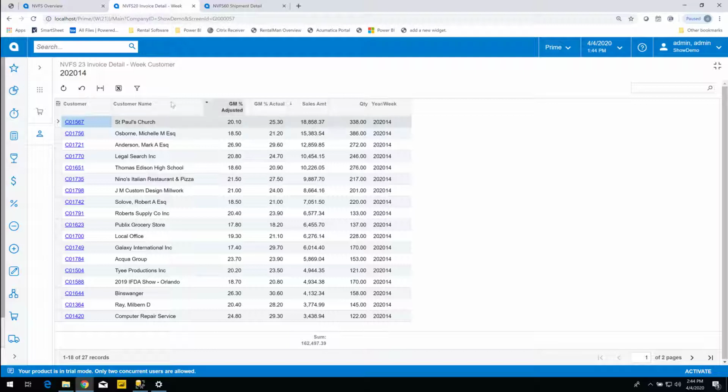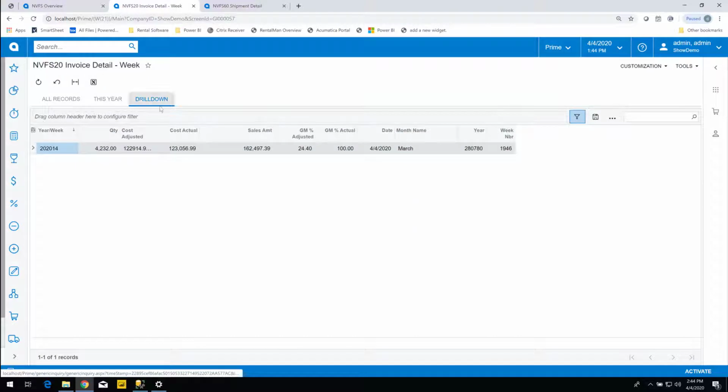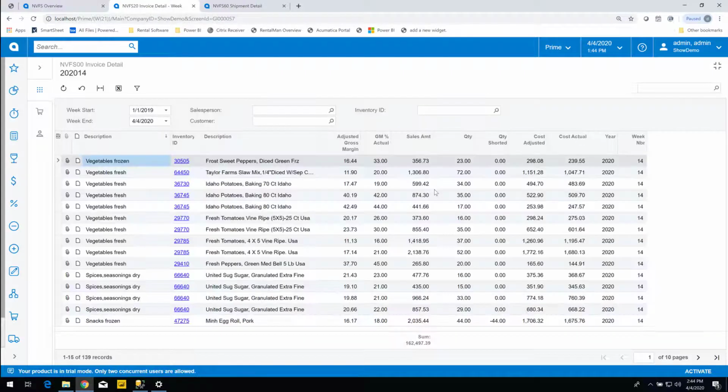So everything is completely connected from the dashboard, and if we even wanted to, we could go back and see each individual line from every invoice. So this is the detail, and this is basically every line off of every invoice. And if we wanted to drill into something and look at the inventory item or the customer, we could do that from here as well.